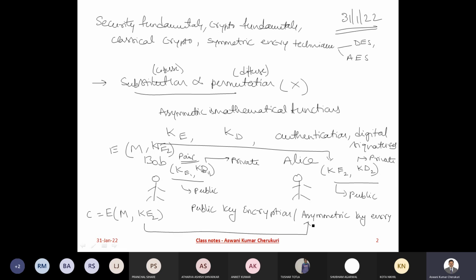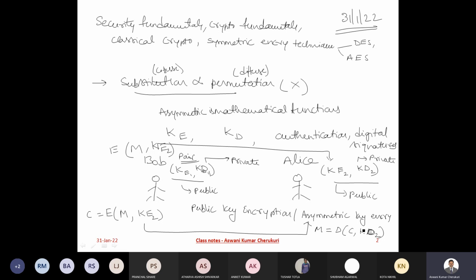Now Alice receives this message, decrypts it and gets back the plaintext: M is equal to D of the ciphertext, decrypted with the help of her secret key, that is KD2. What is KD2?